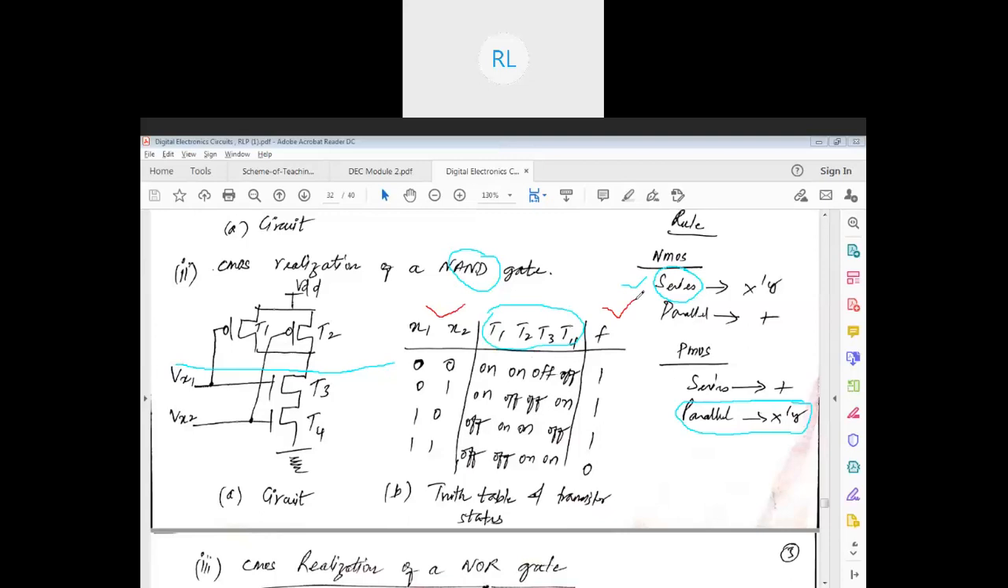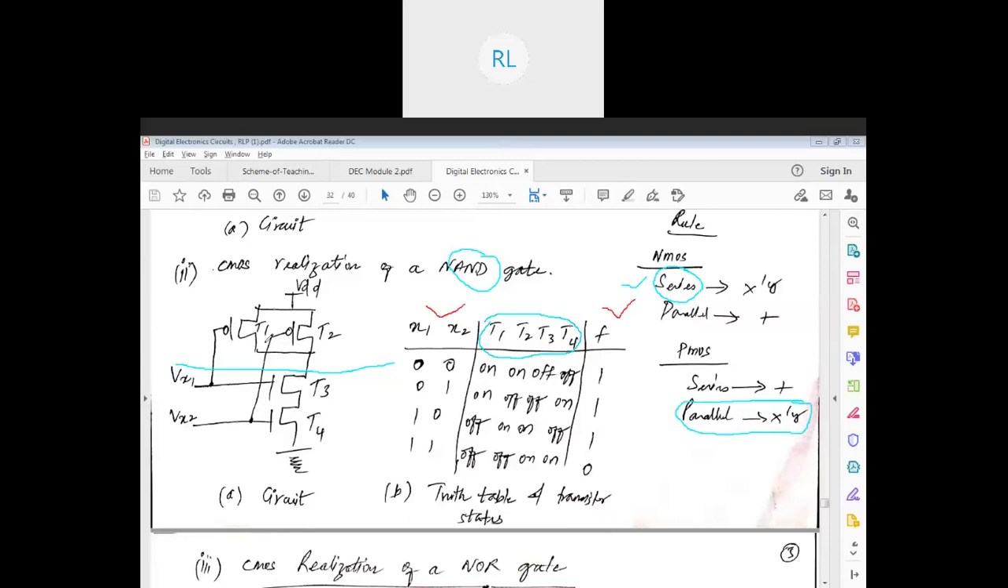Now, when you are writing in your examination, writing this is not mandatory, but you will have to write the first one: inputs x1, x2 and the function f. These are important, and this is not mandatory. You may write it or you may not write it.